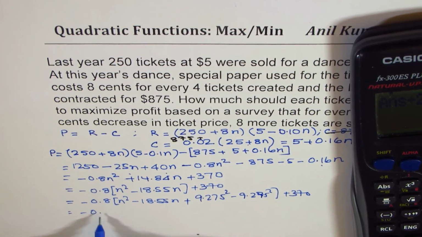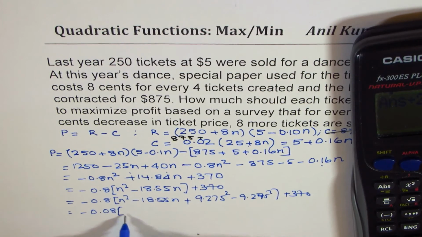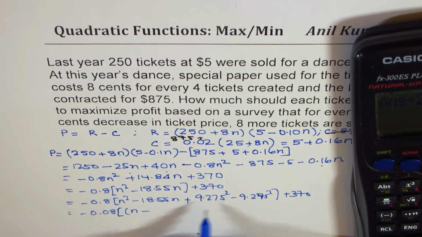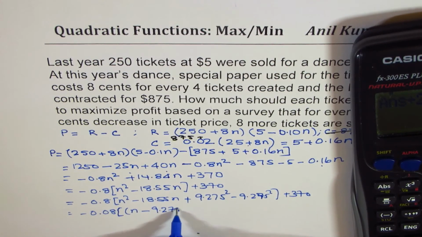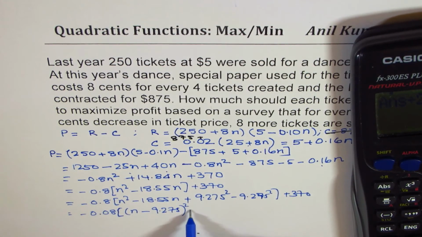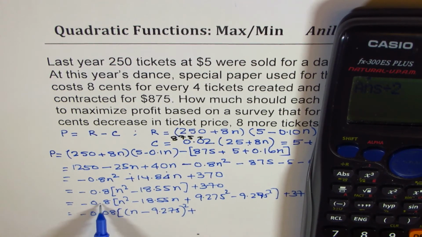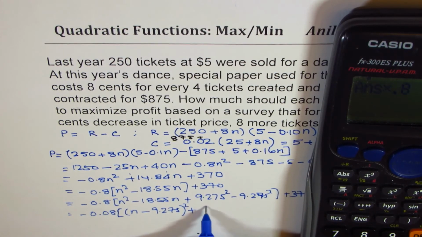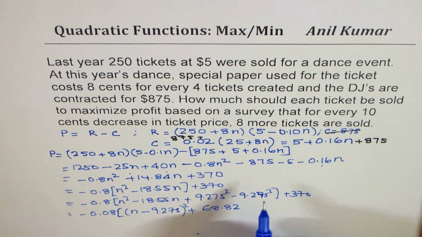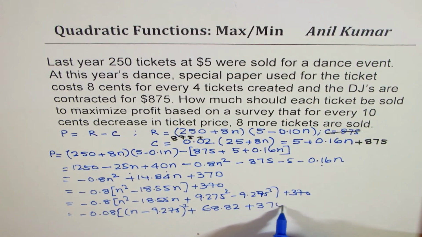Now that gives us minus 0.8 n minus 9.275 whole square. We can open this bracket. Multiplying these two, we get plus. So we'll square 9.275 and multiply by 0.8 with positive sign. So let me square this first. And then times it with 0.8. And that gives you a value which is 68.82. And then we'll add this to 370, right?